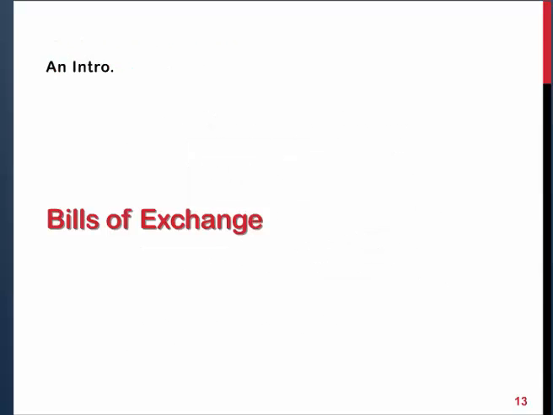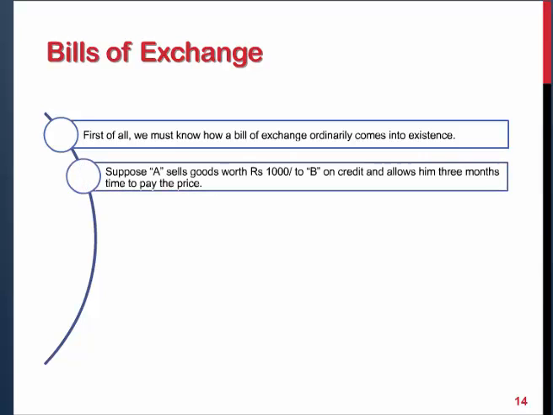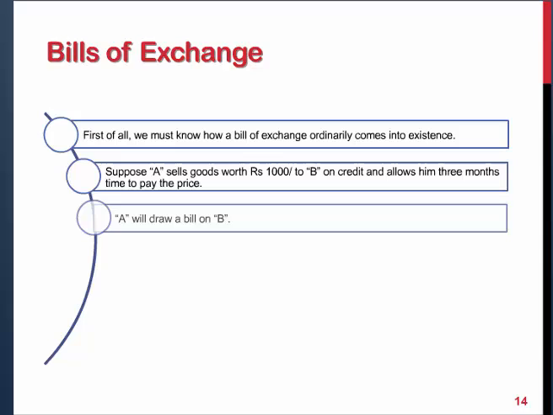The second type of negotiable instrument is bill of exchange. A bill of exchange is a binding agreement by one party to pay a fixed amount at some fixed date. First of all, we must know how a bill of exchange ordinarily comes into existence. Suppose A sells goods worth rupees 1000 to B on credit and allows him 3 months' time to pay the price. A will draw a bill on B.